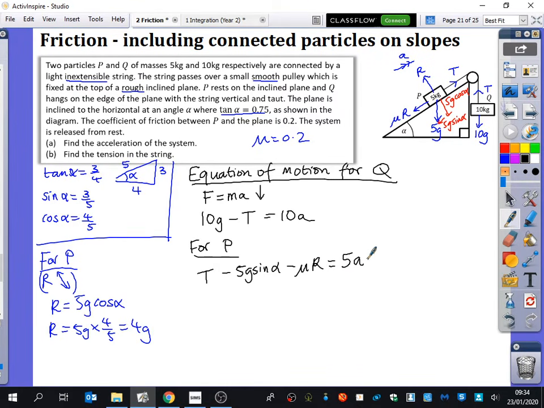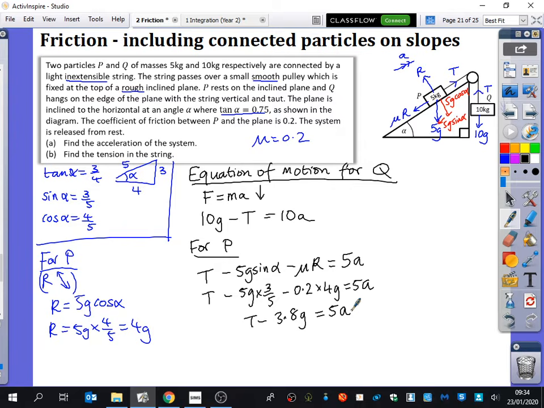There's probably a bit of simplifying that we should be doing here, because we know that sine alpha is 3 over 5, and we know that mu is 0.2, and that R is 4g. 5g times 3 over 5 is 3g. 0.2 times 4 is 0.8. So this is minus 3g minus 0.8g, which is just minus 3.8g, which is equal to 5a.